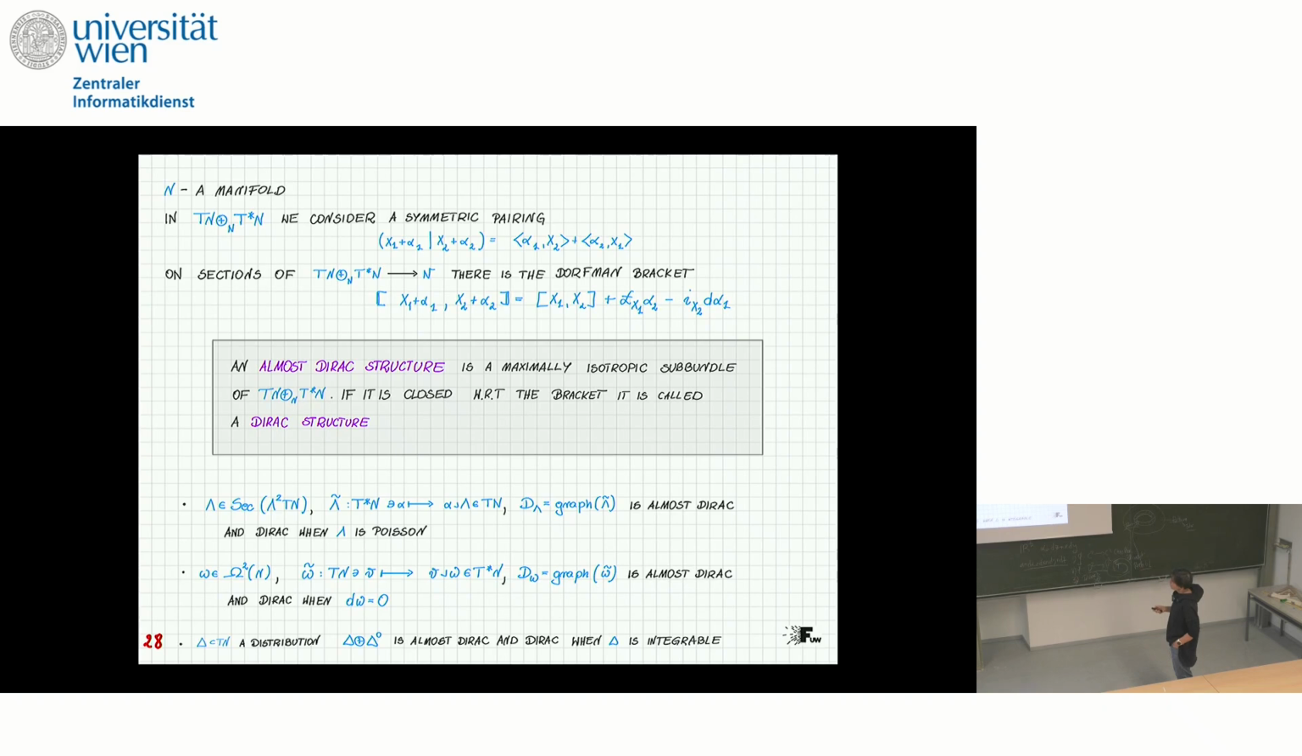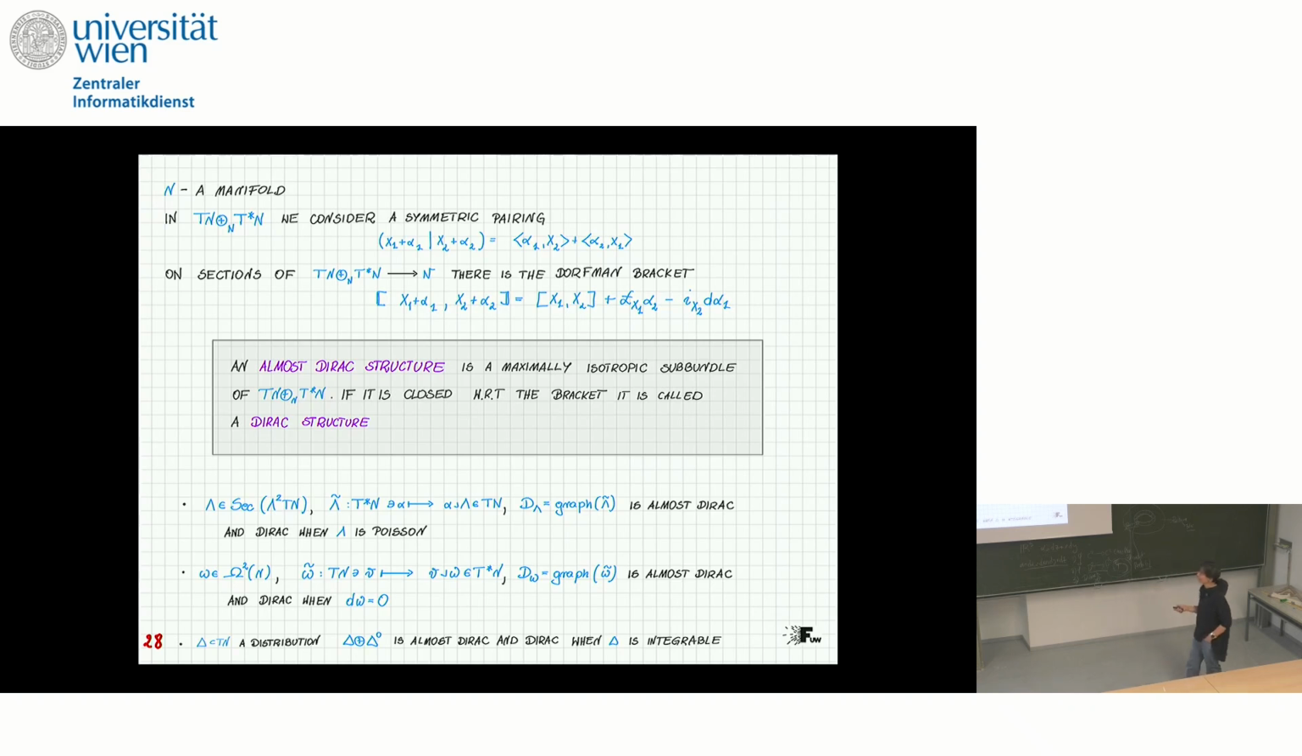If you take a two-form, you also can get a map from this two-form, and then you can take a graph of this two-form, and again it is almost Dirac. This isotropic condition comes from the skew-symmetricity of the form, and it is Dirac when the form is closed. And again, this Dirac structure can generalize both Poisson or pre-symplectic, yeah, or just the two-form.